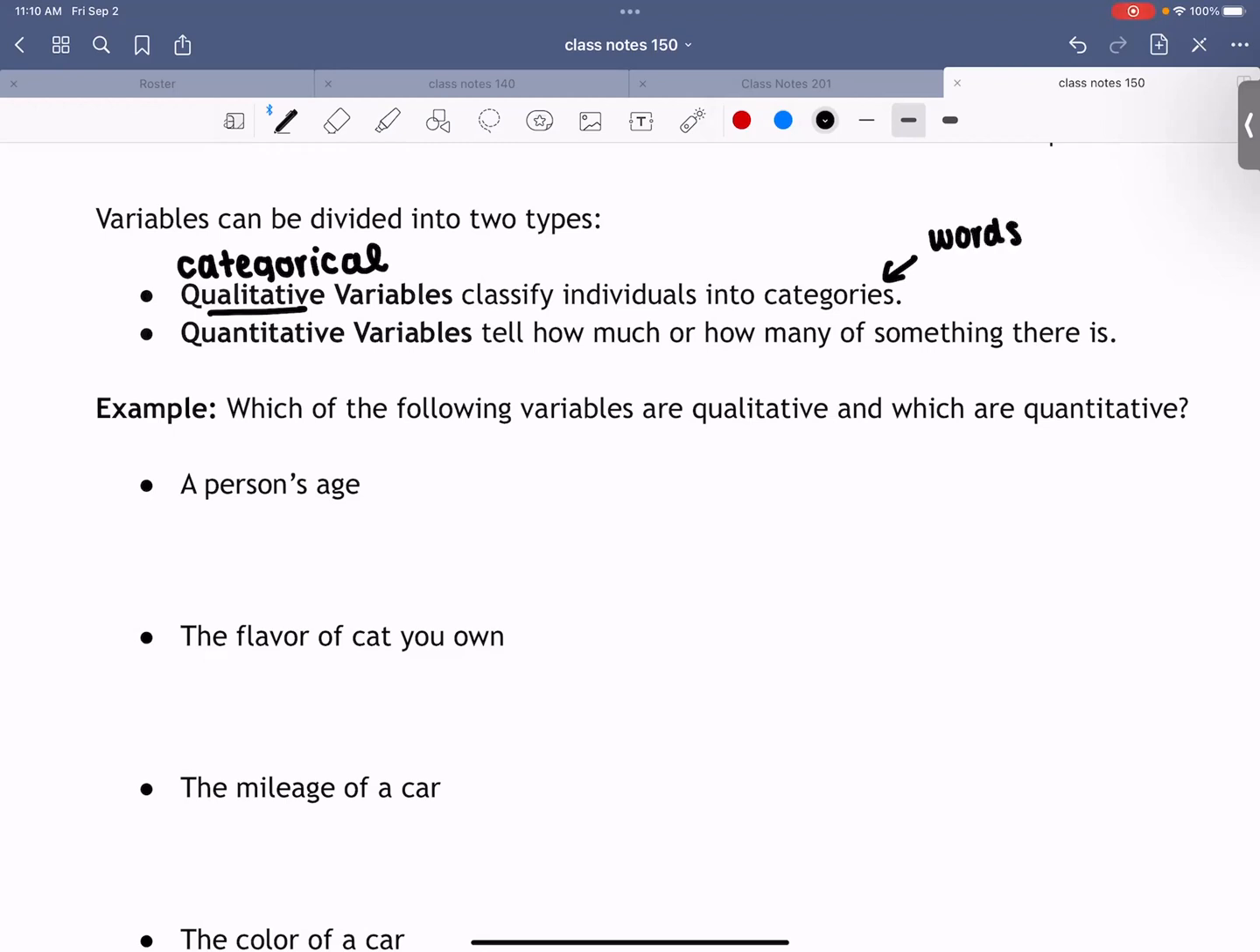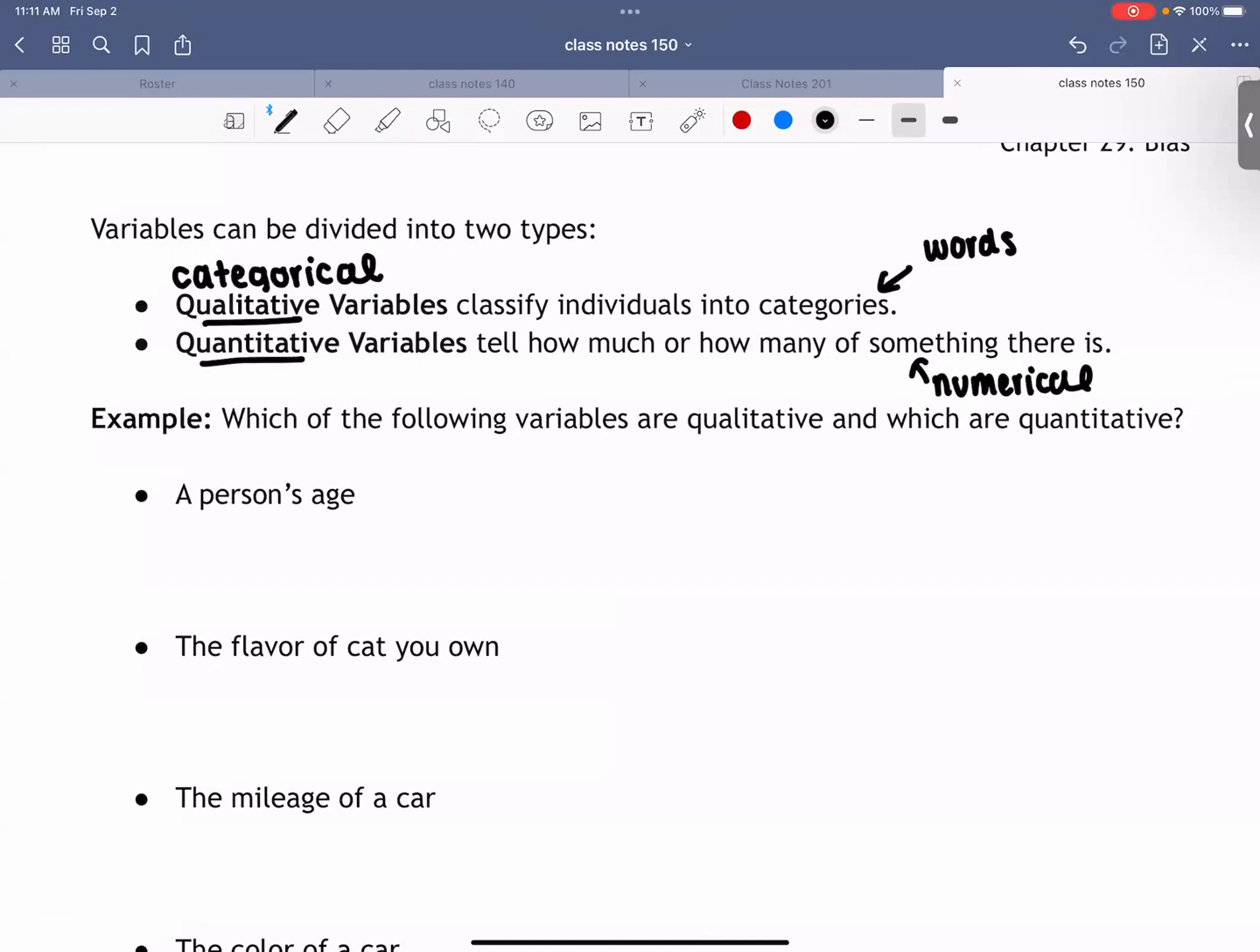Okay. Now, on the other hand, we have these things called quantitative variables. When we're asking about the quantity of something, we're asking for a number, right? So this is more of a numerical variable. Okay, another word people might be using for quantitative data is measurement data, because you can measure something. Okay, so if something can be described using words, it's qualitative. If something can be described using numbers, it's quantitative.